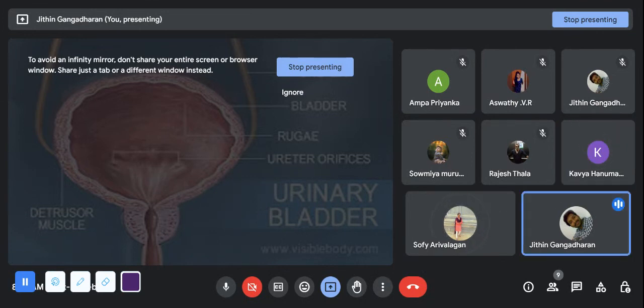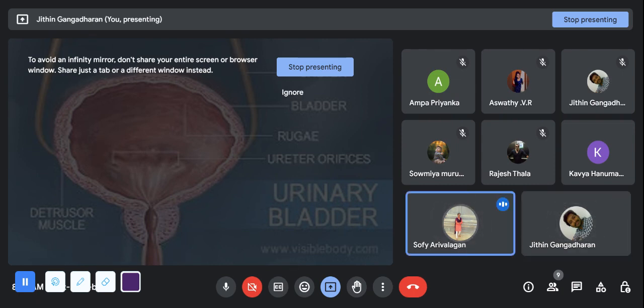Urothelium. The squamous epithelial cells. No, dear, it is not squamous epithelial cell. It is transitional epithelial cells. My dears, kindly study. You guys are not studying.